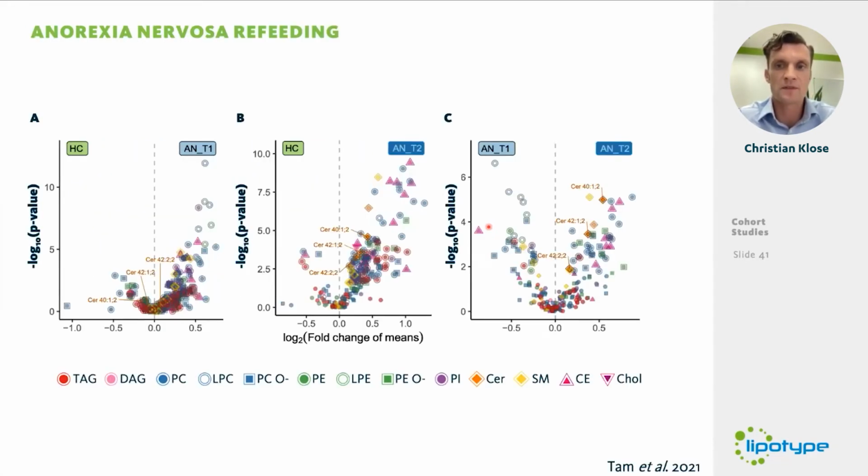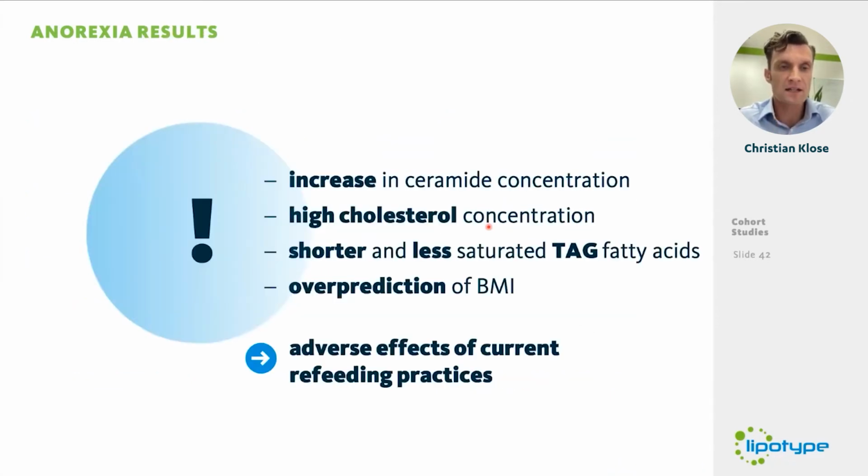And we then performed statistical analysis in order to compare lipid profiles between anorectic patients before and after treatment, and with healthy control subjects. And we also compared the lipid profiles of patients before and after the treatment itself. The analysis revealed, I'm not going into details here, an increase in ceramide concentration after refeeding, higher cholesterol concentrations, shorter and less saturated triglycerides.